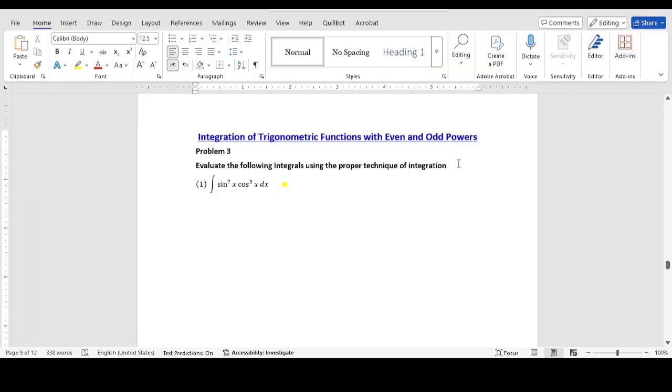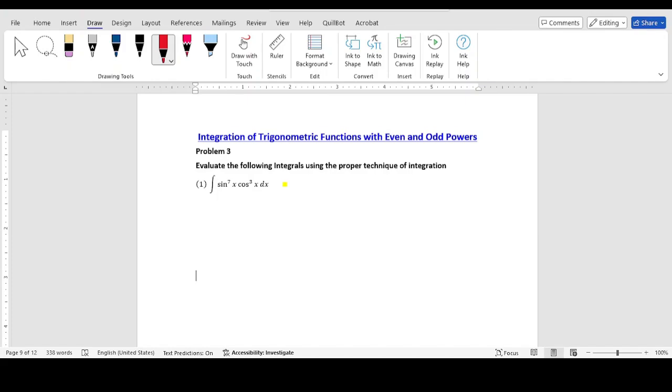In this set of problems, it's requested to evaluate the following integrals. This set of integrals are integrations of trig functions with even and odd powers. Starting with problem 1.